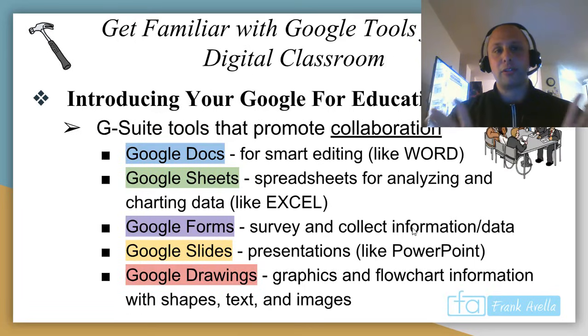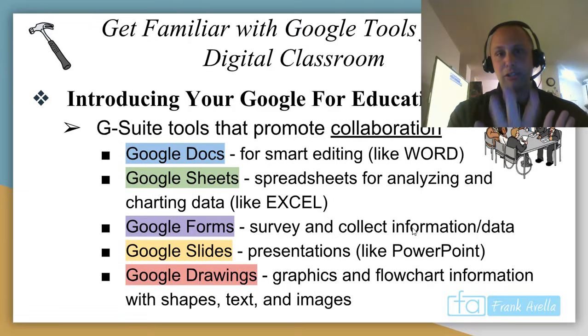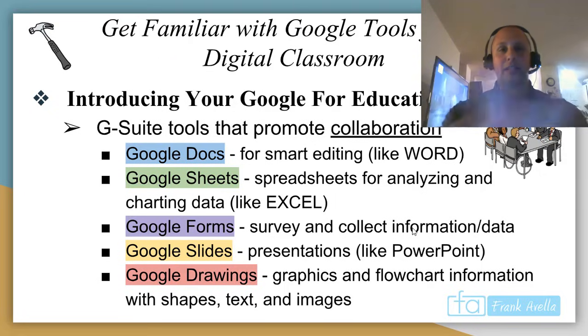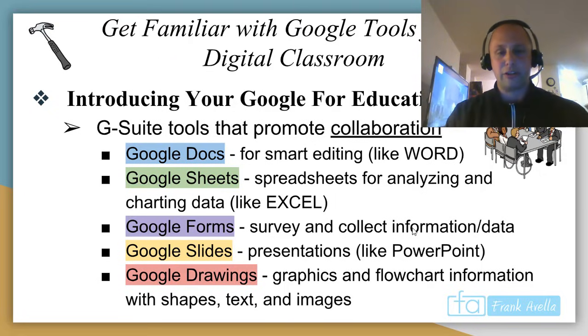So here are some G Suite tools. These 5 tools here are G Suite tools, and they're for collaboration. Google Docs, that's like your Word document. It's for smart editing. Google Sheets, that's like Excel. It's a spreadsheet for analyzing and charting data. Forms is to survey and collect information. Slides is like your PowerPoint. It's to present information in an engaging way. This is a Google Slide you're looking at right now. And Google Drawings are for flow charts, graphics, if you want to make a logo.